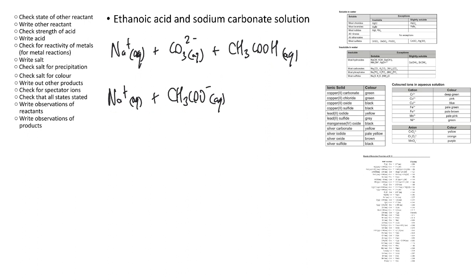Check the salt for color. Sodium's not colored. Ethanoate's not colored, so they have no colors. Write out the other products formed. That's the carbon dioxide and the water. I haven't balanced the equations. Didn't balance the last one either. Make sure that there's balance. Maybe add that to your checklist. Check for spectator ions. The sodium is a spectator ion, so it's just those left over.